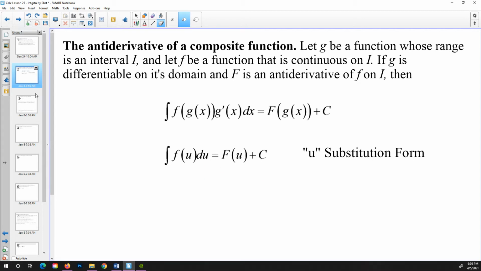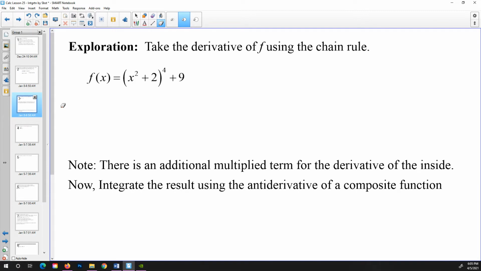Now, what does all that mean? Well, let's do a little exploration. The first thing we're going to do is take the derivative of this function using the chain rule. So f prime of x will be equal to, if I bring down the 4, I'll have 4. I leave what's on the inside alone, so it'll stay x squared plus 2. I reduce the exponent by 1, that'll give me a 3, times the derivative of what's inside, that's 2x, and the derivative of a constant is always 0. And then the derivative of this 9 is also 0.